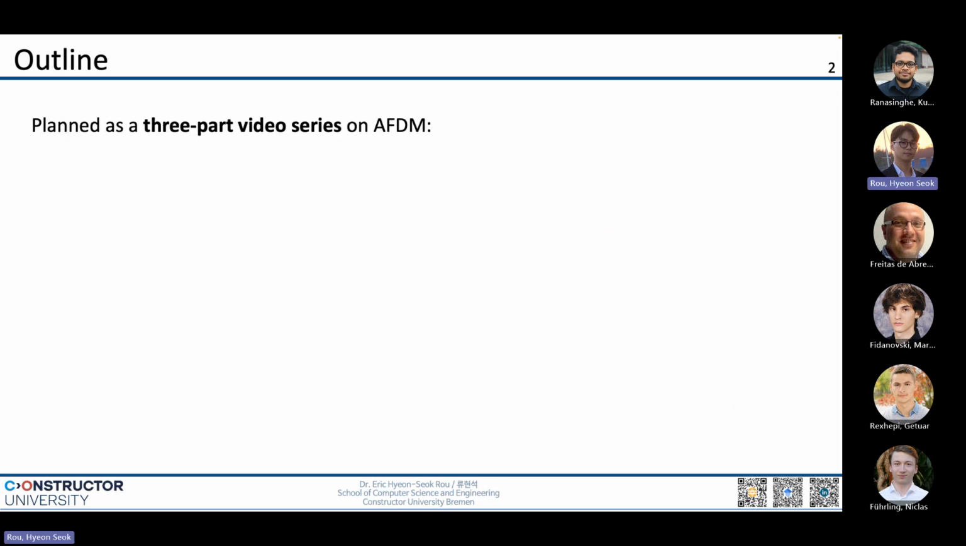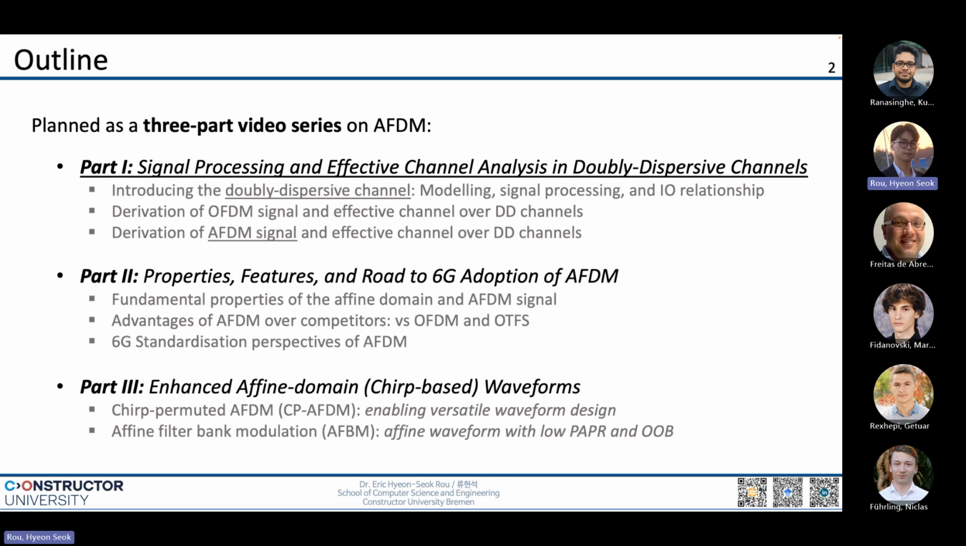As I mentioned, this is a three-part video series. The first part, which we are going to do today, is the signal processing and effective channel analysis, where we go through the mathematical derivations. In the second part, we go through the AFDM waveform in detail and describe and highlight its properties, its features, and its perspective towards standardization in 6G as well. And then finally, in part three, we also talk about some related or enhanced waveforms that are based on the affine domain or the chirp subcarriers of the AFDM.